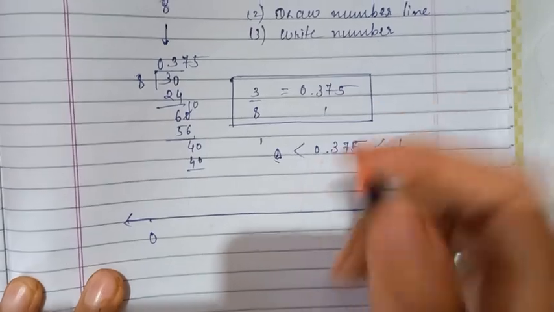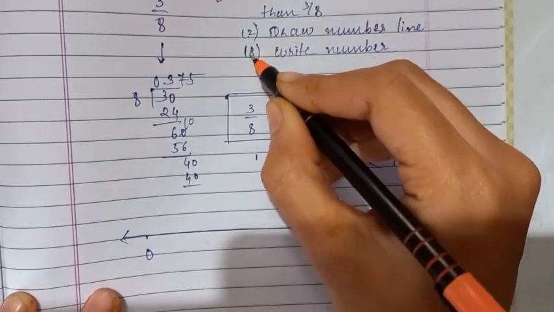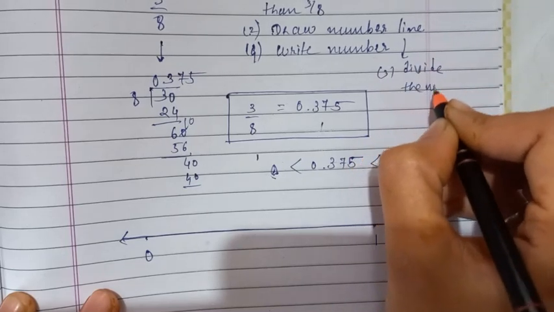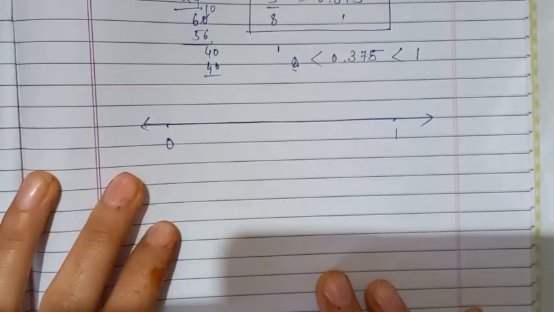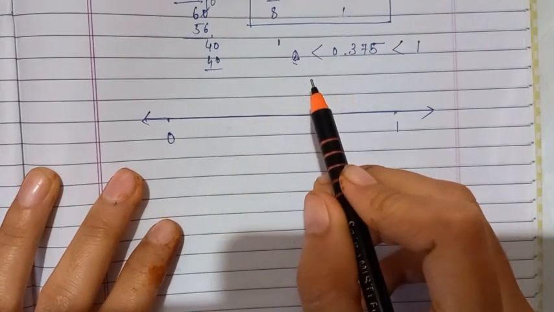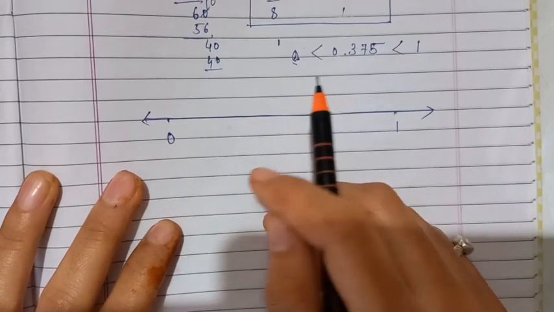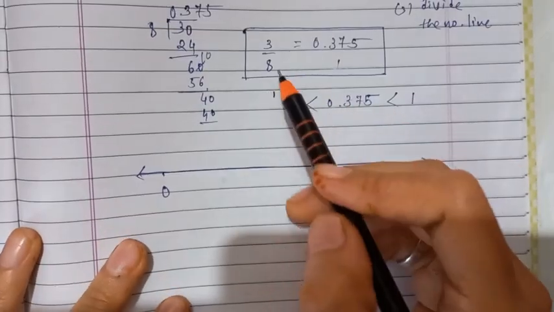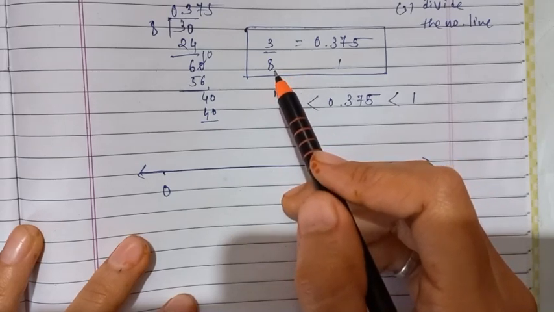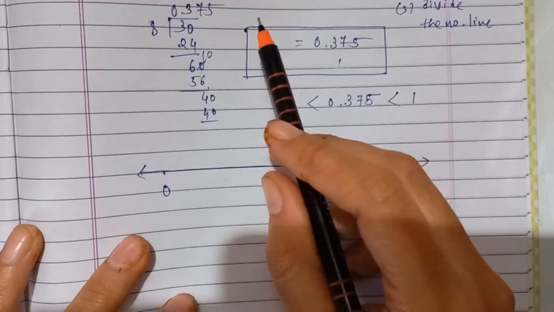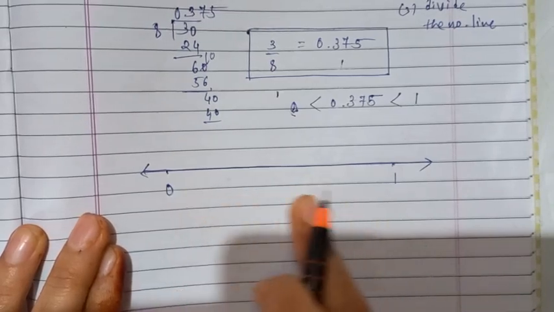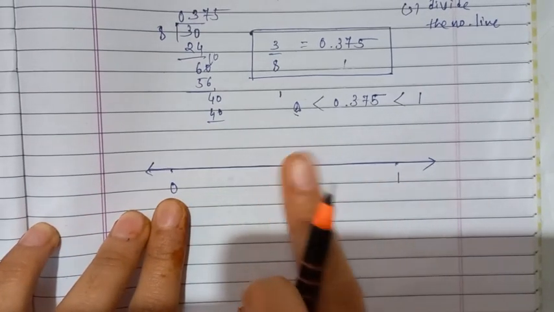After 2, 3, this is the fourth, and the third part is to divide the number line. I said that you should see the denominator part of the number which you want to represent. We want to represent this 3 by 8. So see the denominator part. The denominator is 8. So we will divide this gap between 0 and 1 into 8 parts.